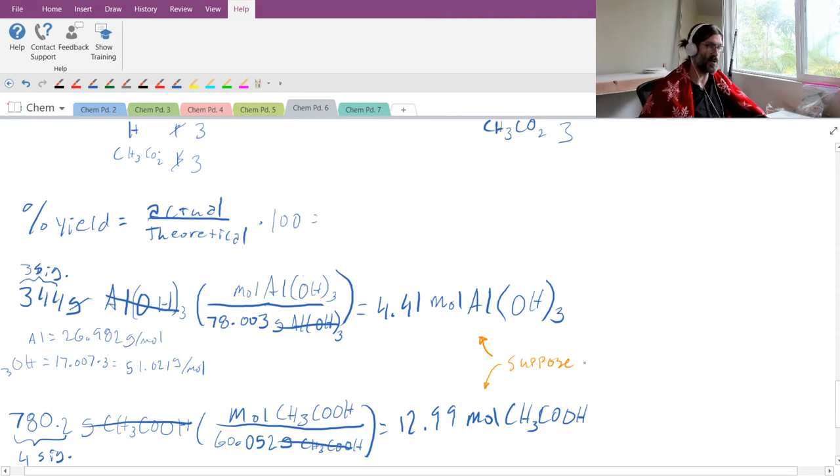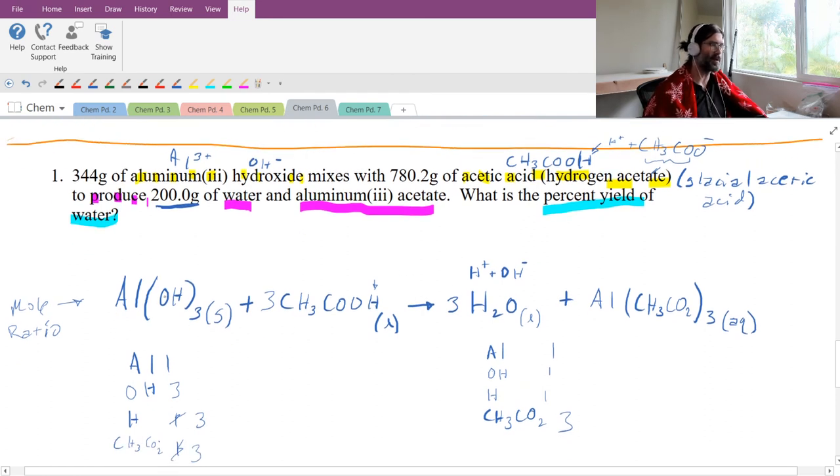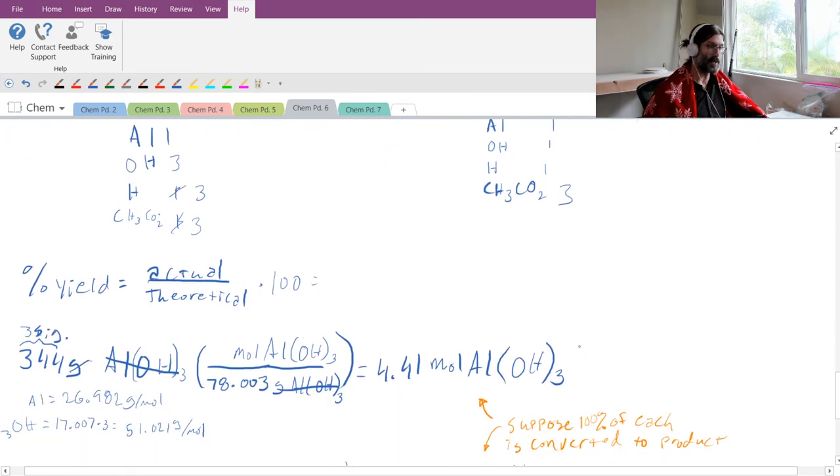Suppose 100% of each is converted to product. What's the product that we're worried about? It's water, right? So we're going to use this molar ratio: for every 1 mole of aluminum hydroxide, we can convert that to 3 moles of water. It's a conversion ratio, so the thing we're converting away from goes on the bottom in the denominator, and the thing we're converting to goes in the numerator.